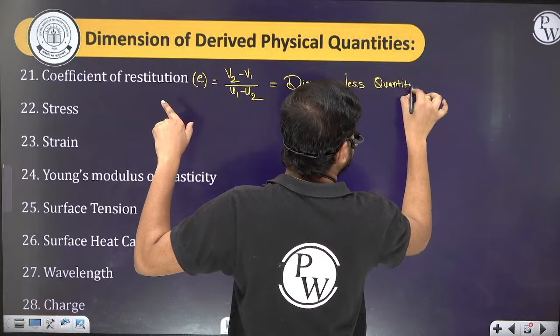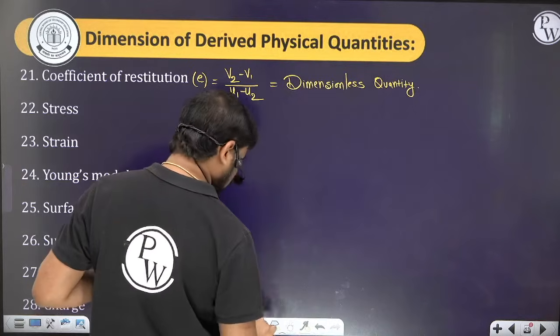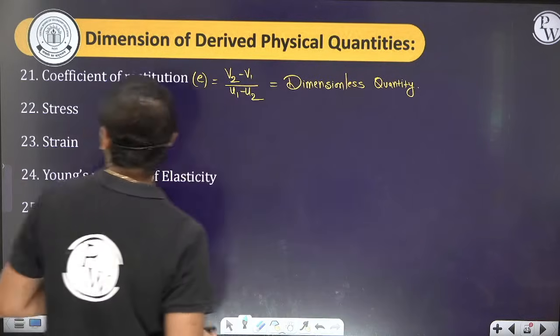Coefficient of restitution is a dimensionless quantity. Okay, chalo, next. So stress.